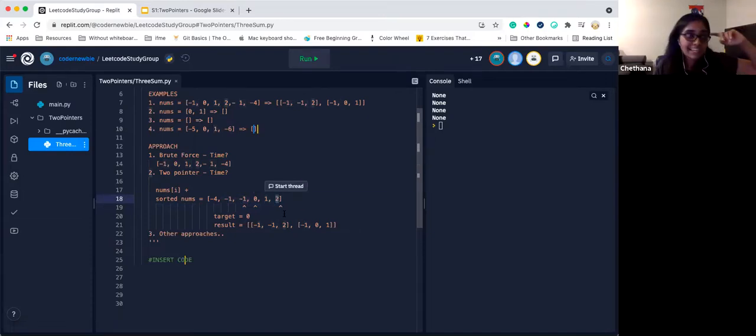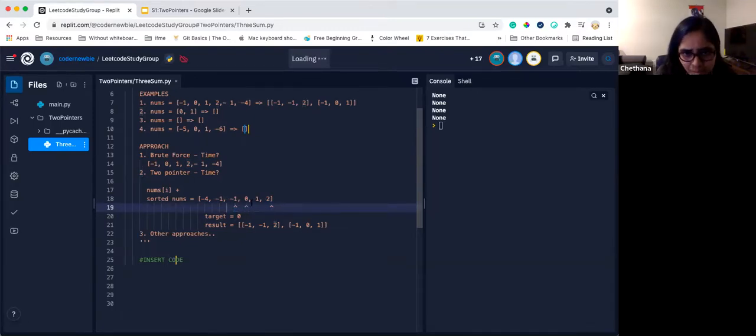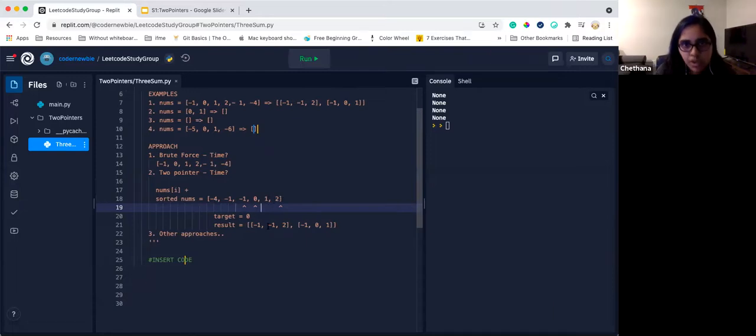The thing I was trying to say earlier was that I was trying to do 0 minus nums of I to get the rest of it, but that's not how 3Sum would work. You would always look at the value at all 3 of your pointers: is it equal to 0, greater than 0, or lesser than 0? Those are the 3 cases you would always think about. So we're currently over here, and we see that this is not working out, and this is 1, right?